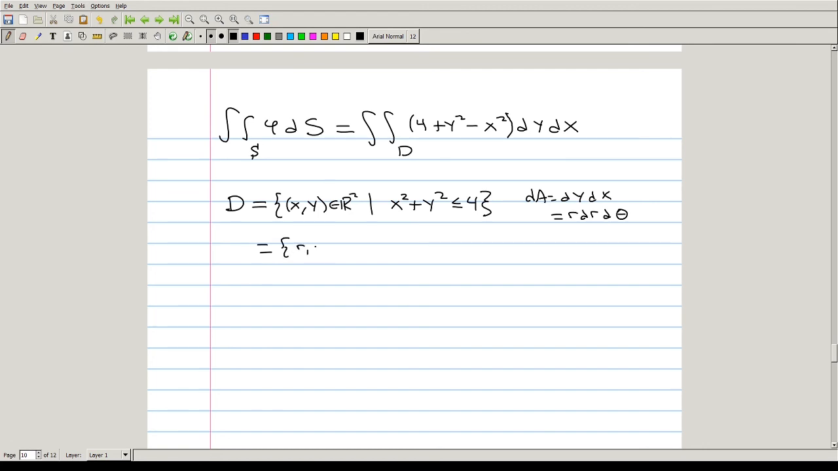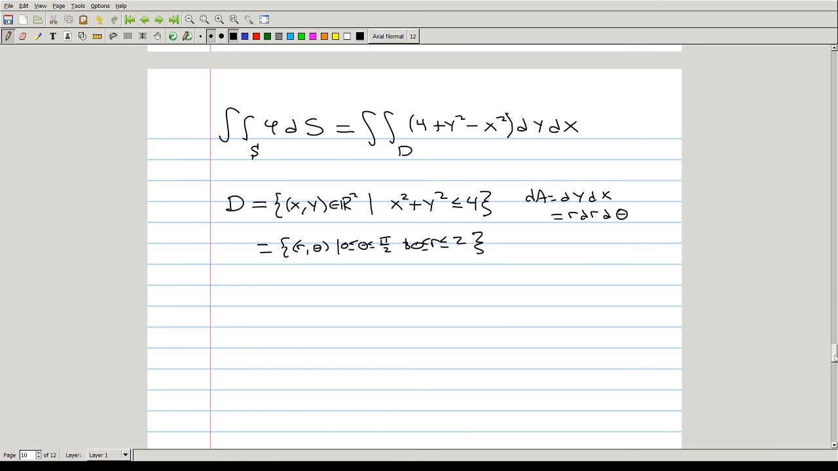It's r, theta for theta between 0 and 90 degrees, or pi over 2, and r between 0 and 2. So it's much nicer to describe in terms of polar coordinates. So we're going to use polar coordinates in our integration.